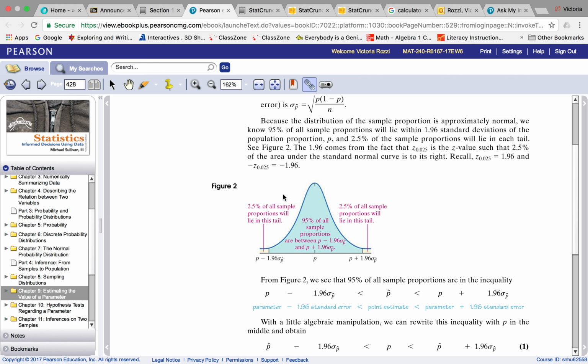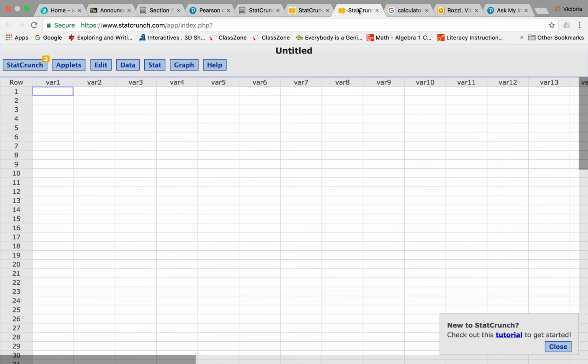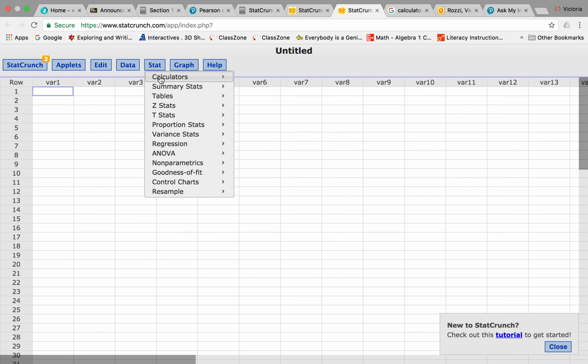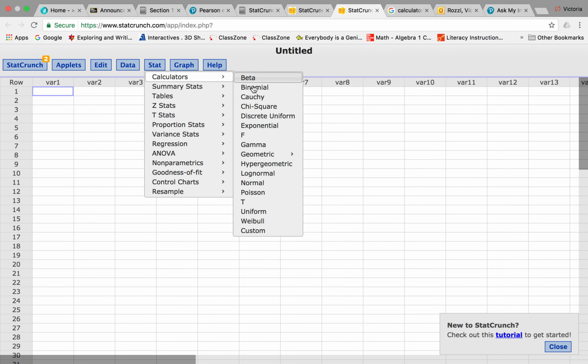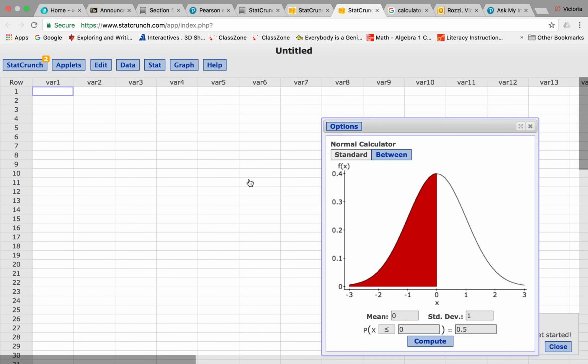Now, in order to get that z-statistic in StatCrunch, it's actually not that hard. It's the same way that we did it before when we were doing things like hypothesis testing. So you're going to go to Stat, Calculators, and then we're going to go over to Normal because we're dealing with the z-statistic. Now it doesn't matter which one you do. The less than is going to get you the left tail, the greater than is going to get you the right tail. Just know that when you go to put it in the formula, you're going to be using the positive z-score that you get.